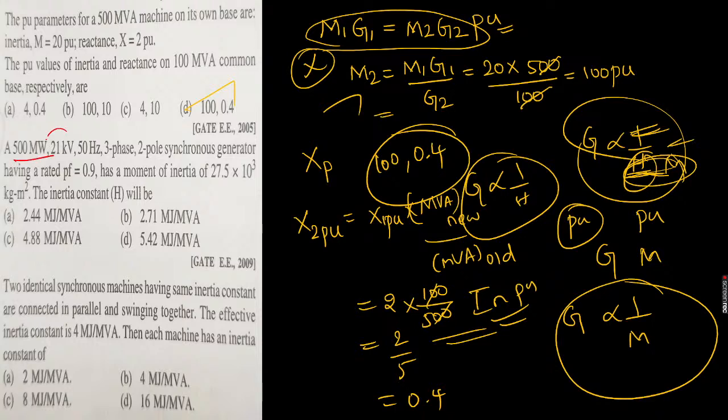A 500 MVA, 21 kilovolt, 50 Hz, 3 phase, 2 pole synchronous generator having the rated power factor of 0.9 has the moment of inertia 27.5 into 10 power 3 kilogram meter square. Then the inertia constant H will be dash. That is the next question. How will you calculate? Let us see. According to the given data, we will proceed. Whatever formulas we know, we will apply.